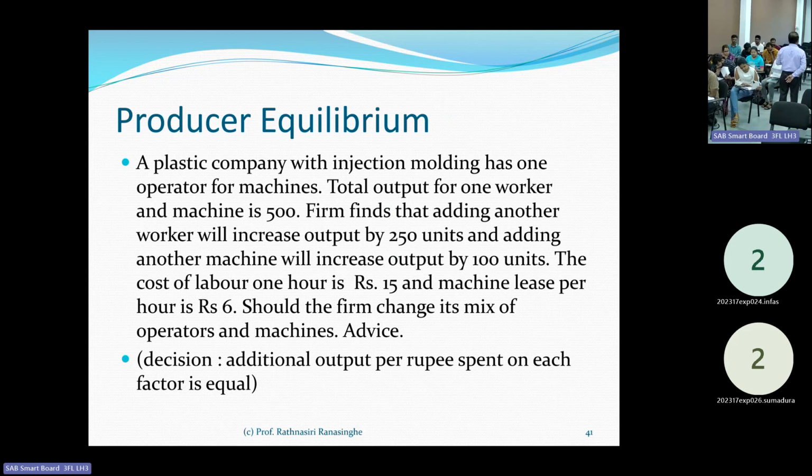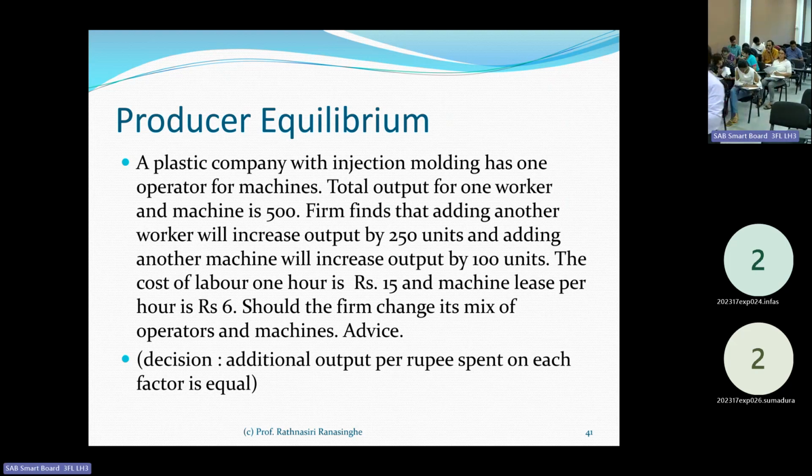Marginal rate of substitution equals the price ratio. That in turn we can explain further, right? So that means the ratio between the marginal productivity of these two factors must equal the price ratio. That is the condition.